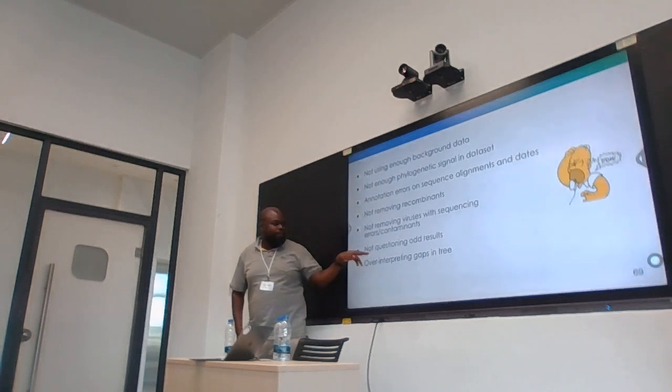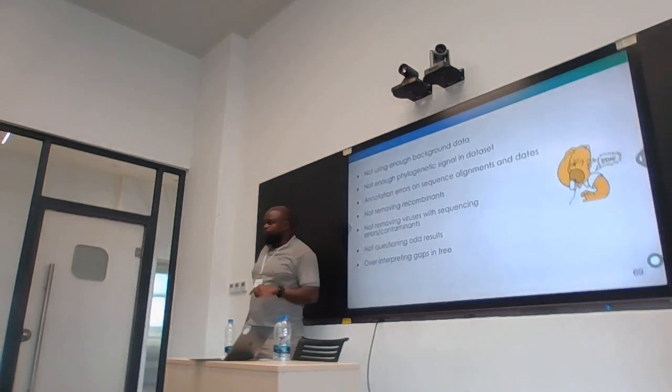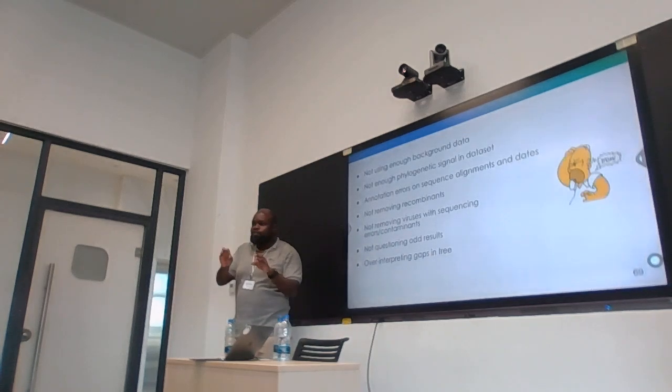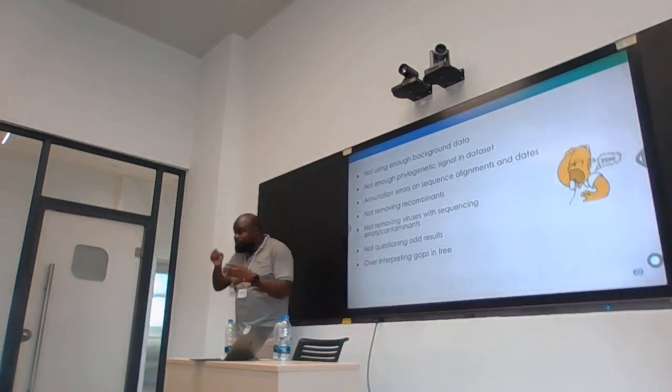And here, two last points. One, not questioning odd results. Like you have one sequence that has a very long branch. You're like, yay, I've discovered something new. You need to ask yourself, why is it a very long branch? Okay? You need to investigate.